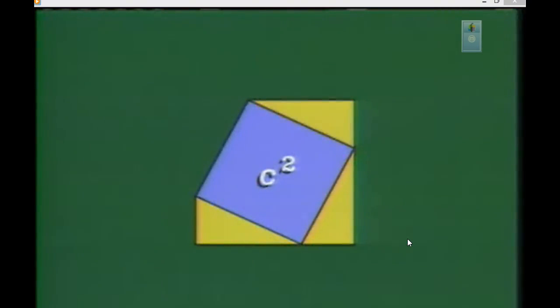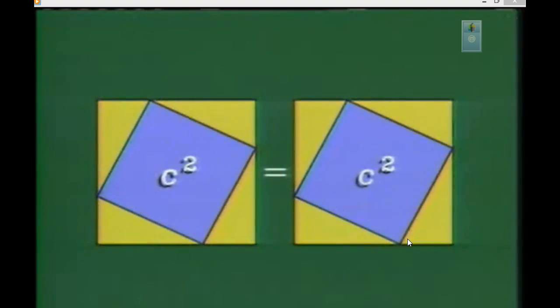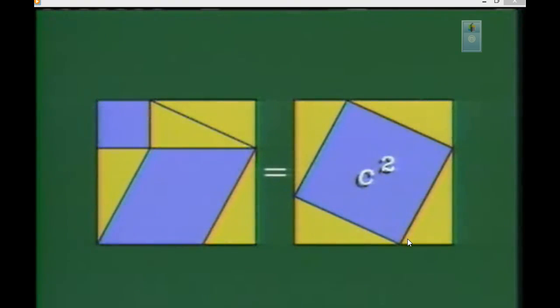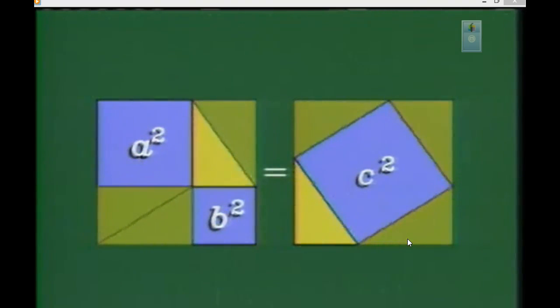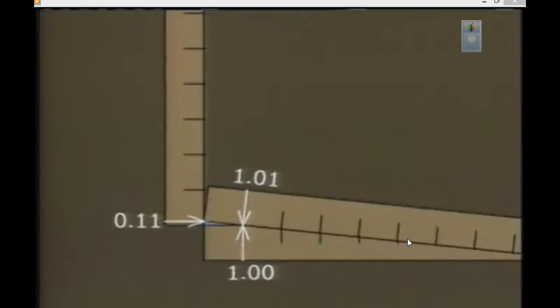Make 4 copies of the original triangle. Put this here for reference. Now slide the triangles around and keep track of the areas of the blue regions. And we see that a squared plus b squared is always equal to c squared.